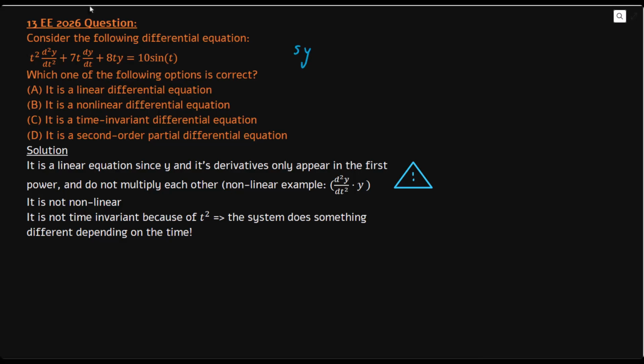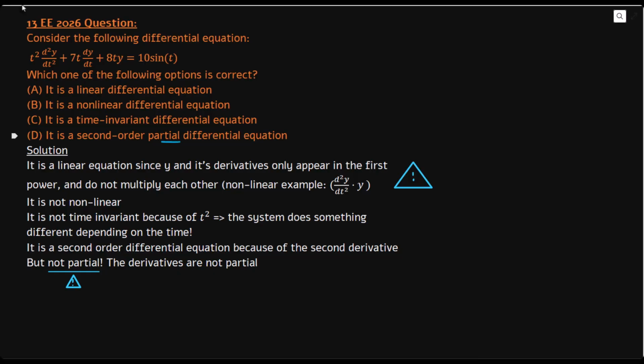For example, if you look at this differential equation, this is time invariant because time does not appear in this equation. It does not multiply any of the signals. Okay, so this is not a time invariant differential equation. Is it a second order partial differential equation? No, it is not a partial differential equation because the derivatives are only with respect to t.